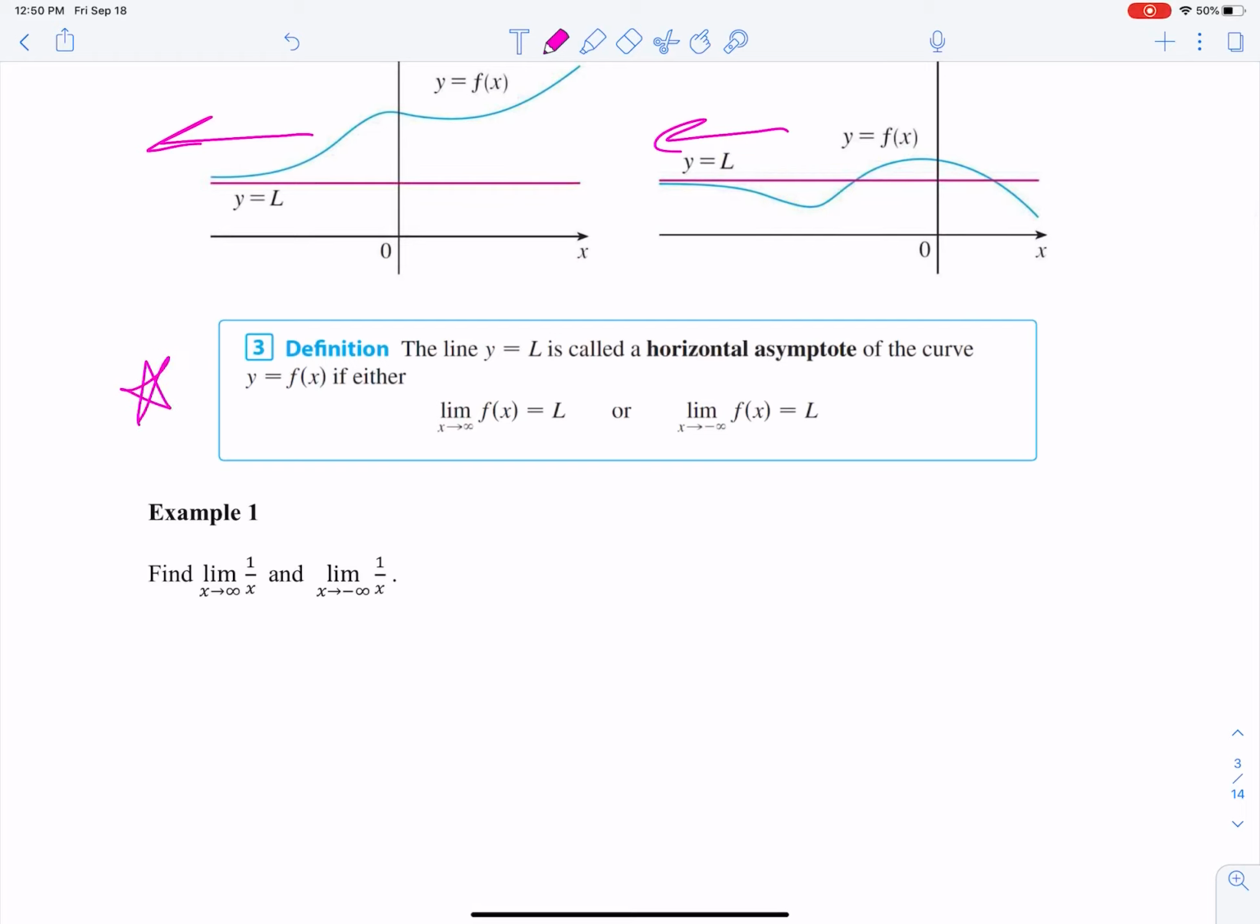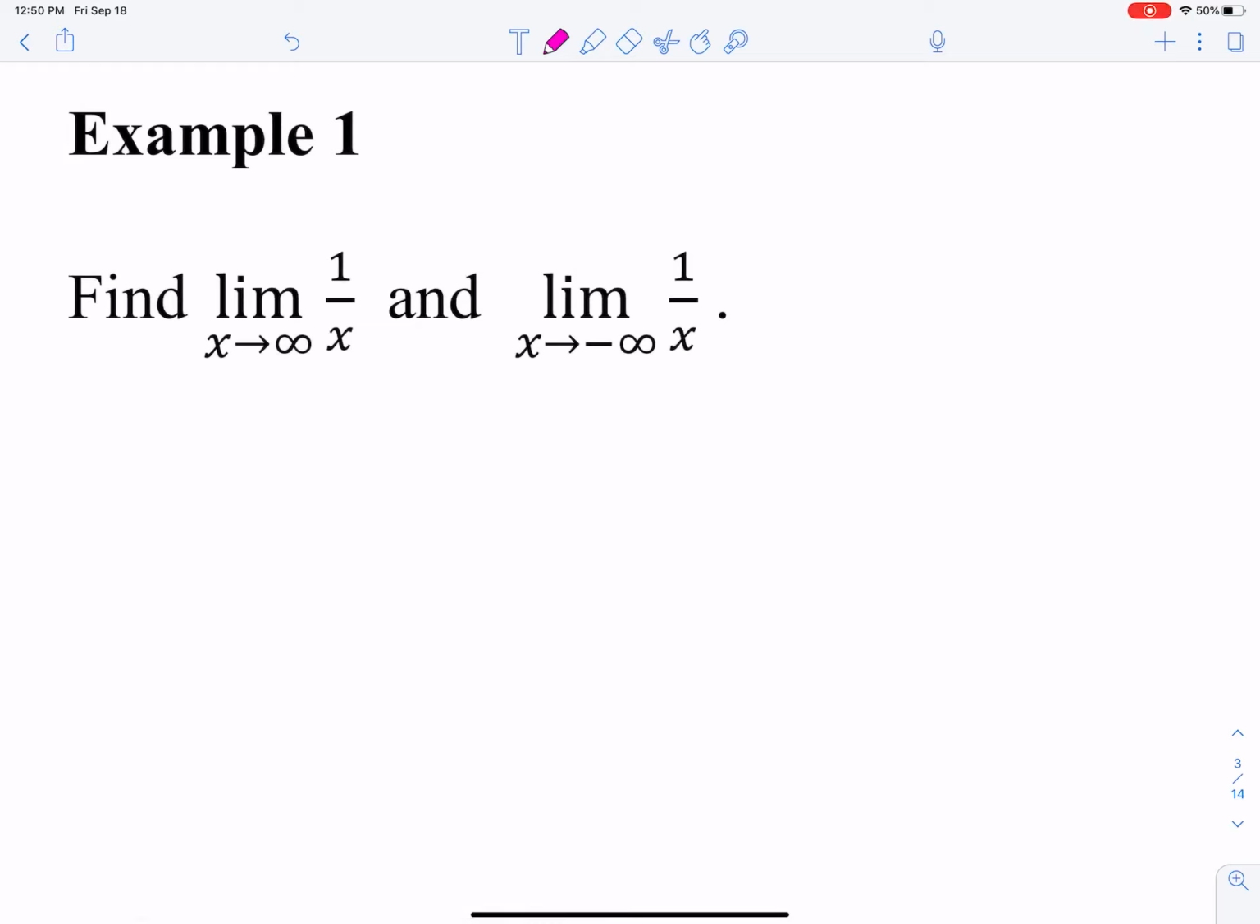The line y equals L is called a horizontal asymptote of the curve y equals f of x if either, so notice the wording here, either. So either one of these things can be true. Only one needs to be true, and you've got a horizontal asymptote. So, the limit as x approaches infinity of the function equals L, or the limit as x approaches negative infinity of your function equals that limiting value. Okay? All right. So let's find some limits at infinity.